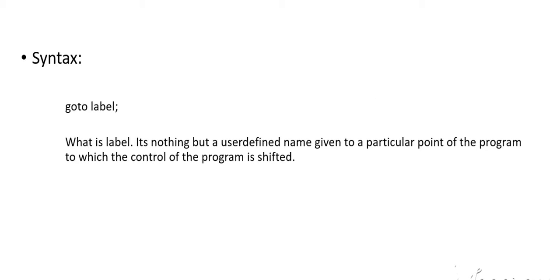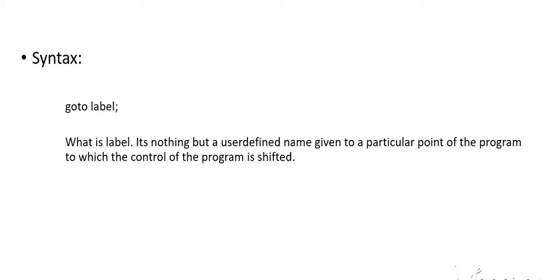In the case of syntax, how can we use the goto statement? We have to say goto label. A label name should be mentioned. What is a label? A label is nothing but a user-defined name, a name given by the user to a particular point of the program to which the control of the program is shifted.